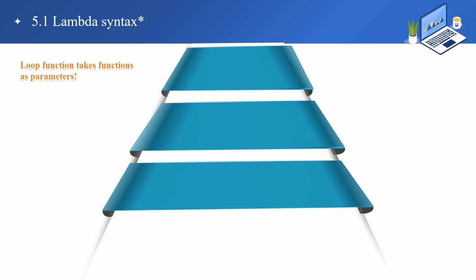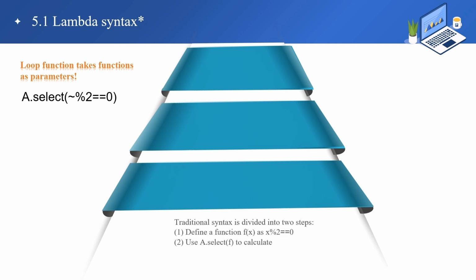However, it is still necessary to clearly define the called function with a piece of code. The code is complex and difficult to understand. For example, a.select(%2 == 0) in our example, the traditional syntax is divided into two steps. First, define a function f(x) as x%2 == 0, and then use a.select(f) to calculate.